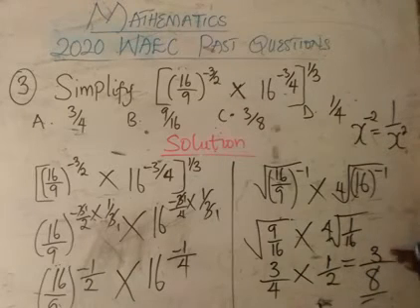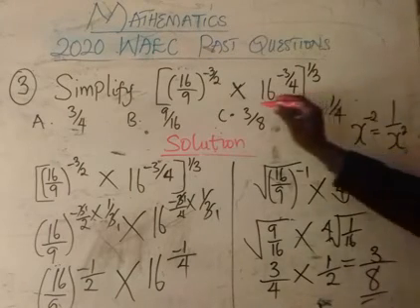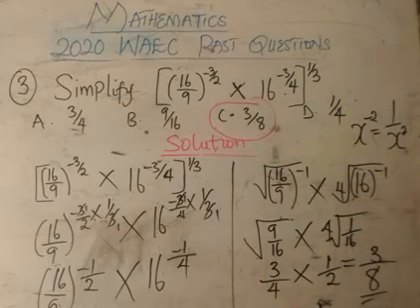Therefore, our final answer is 3 over 8. And that is option C. Option C is the correct option there.